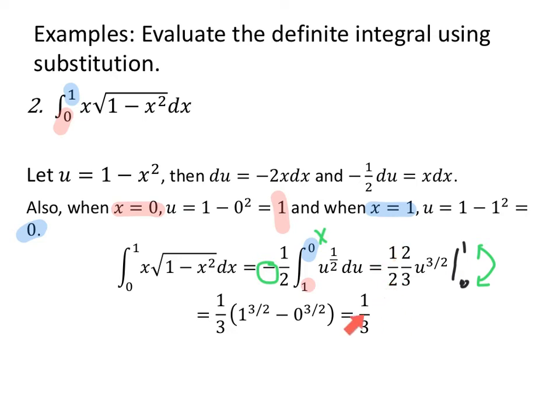1/2 times 2/3 is 1/3. U to the 3/2 evaluated at 1 and at 0. 1 to the 3/2 is 1, 0 to the 3/2 is 0. 1 times 1/3 is indeed 1/3.